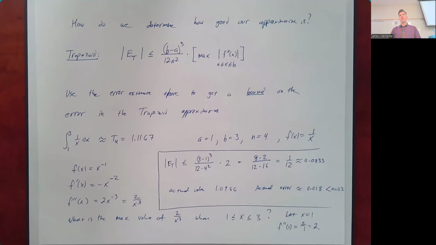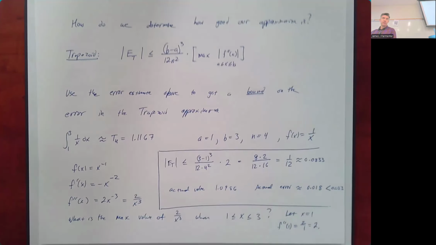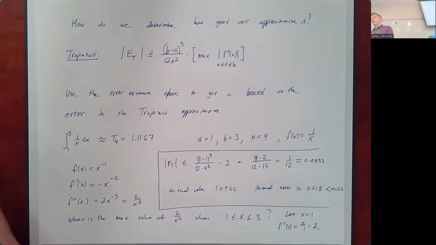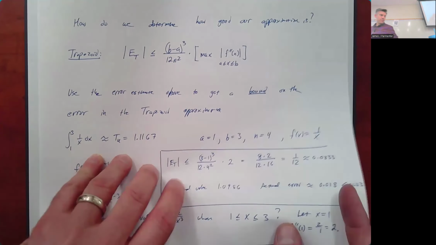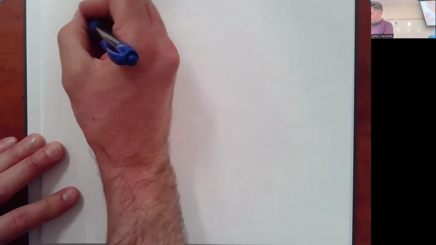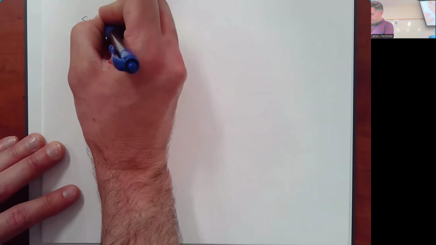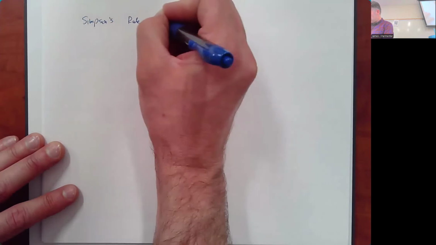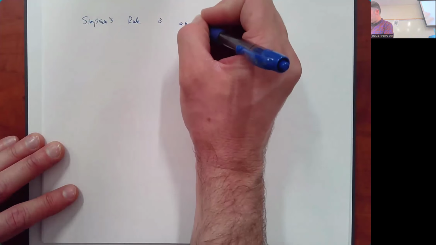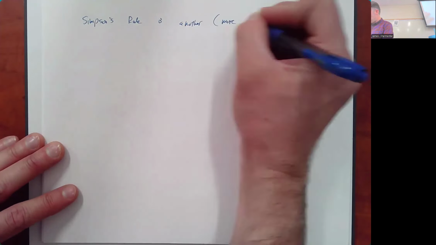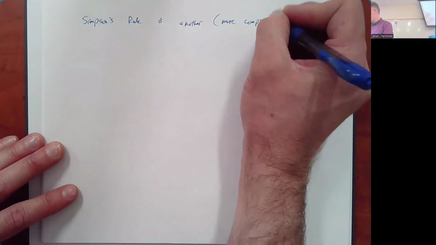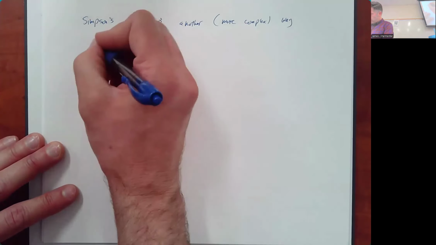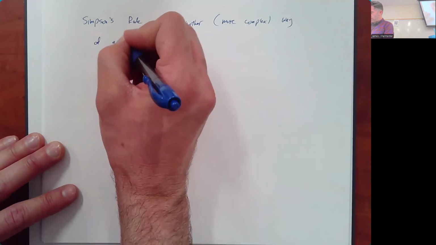So Simpson's rule is just another way of doing this, which is a little bit more complicated, but gives a better approximation. So let's look at that. Simpson's rule is another, more complex way of approximating the area under a curve.